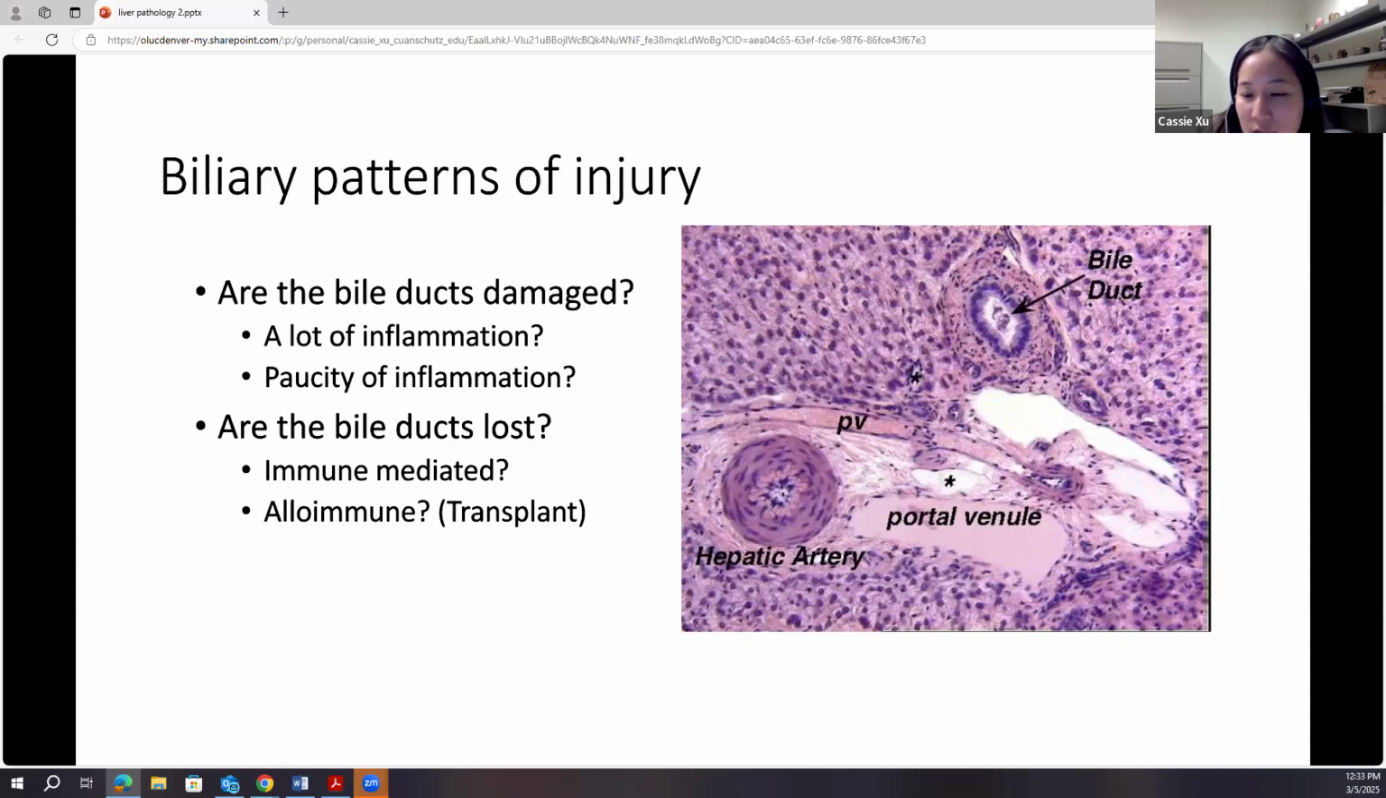Are the bile ducts still present? Are they lost? Does it look immune mediated? Is it alloimmune or in the setting of transplant? And then we also look to see if there's cholestasis here.